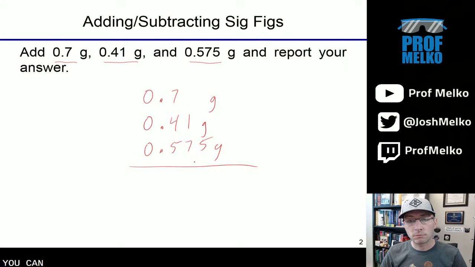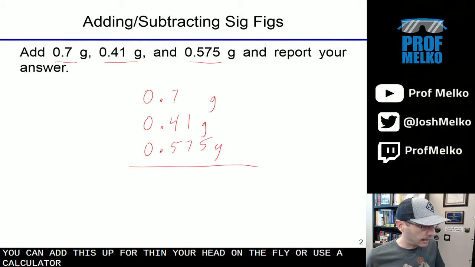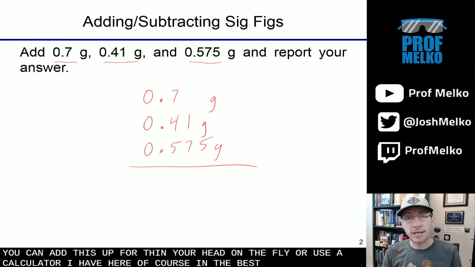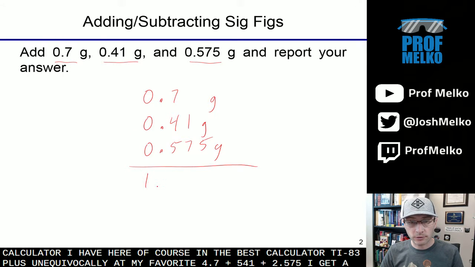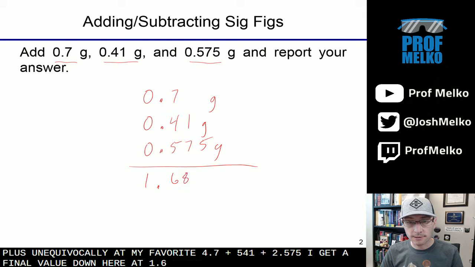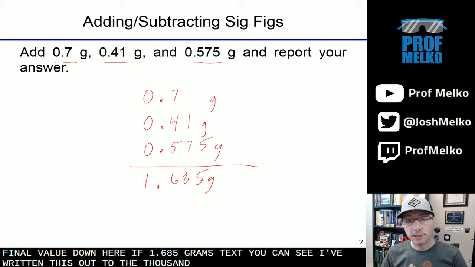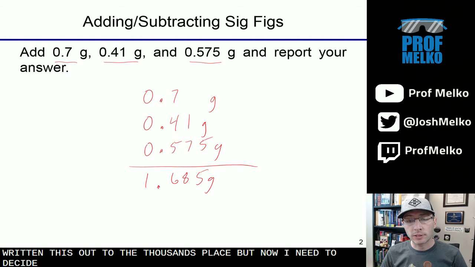You can add this up in your head or use a calculator. I have here, of course, the best calculator, TI-83 Plus. Unequivocally my favorite. 0.7 plus 0.41 plus 0.575. I get a final value of 1.685 grams. You can see I've written this out to the thousandth place, but now I need to decide where to round off this number.